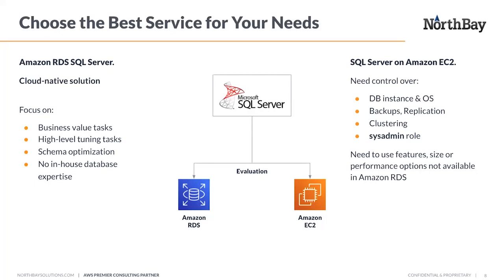There may be some business cases where you can't really use RDS. Maybe you're bound by licensing, or maybe for some other reason the application is so tightly coupled that you need full control. In a scenario like that, you would choose EC2, right? Then you have everything to be done by you. AWS is not going to worry about it. So if you need control over the DB instance or OS, backups and replication, clustering, the sysadmin role, that is DBA, you still will go with EC2.